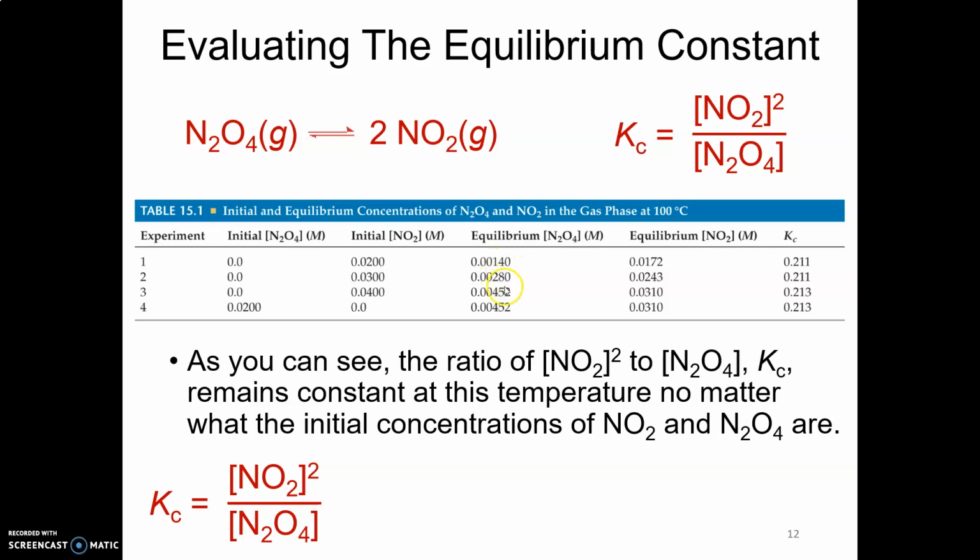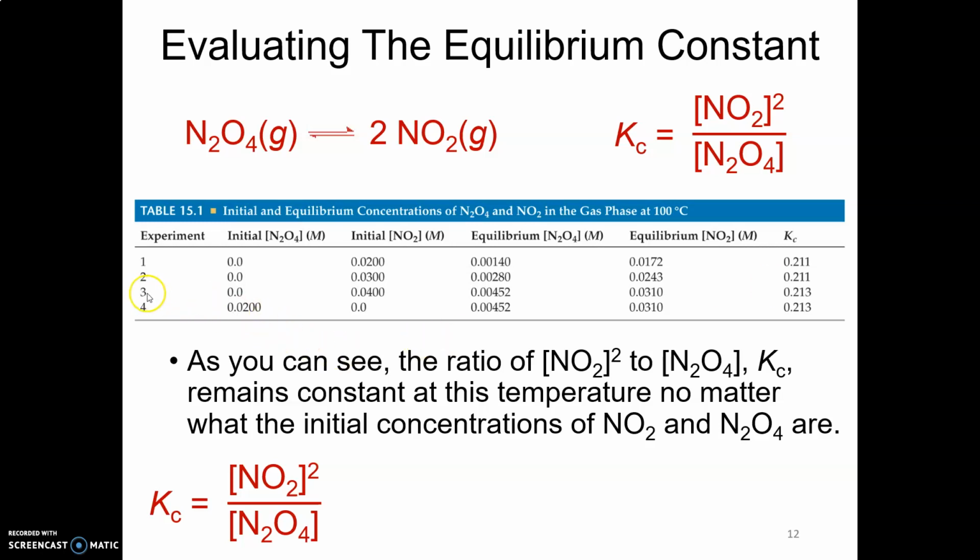The equilibrium concentration of the reactant went up and the equilibrium concentration of the product went up. But what didn't change? K. Because it is an expression, because it relates the two to one another. They're either both going to go up or they're both going to go down if you change the initial concentrations. So K, the relationship of the two, isn't going to change.